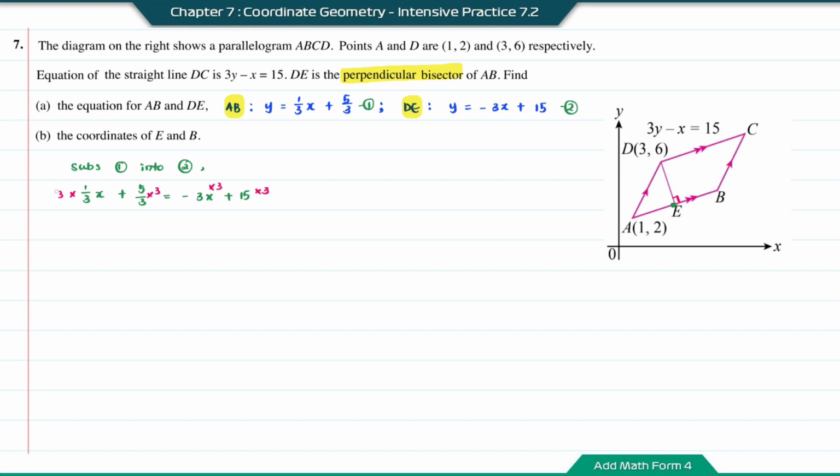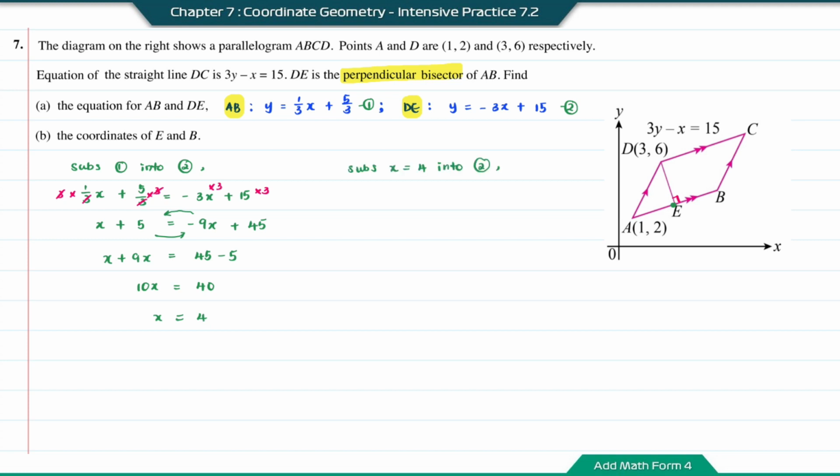So when 1 over 3 x times 3, the 3 will be cancelled, and when 5 over 3 times 3, the 3 will be cancelled as well. So what is left is x plus 5, which is equal to negative 9x plus 45. Then I'm going to collect the x on the left hand side and the numbers on the right hand side. So x plus 9x is equal to 45 minus 5. 10x is equal to 40. Therefore, x is equal to 40 divided by 10, which is equal to 4.